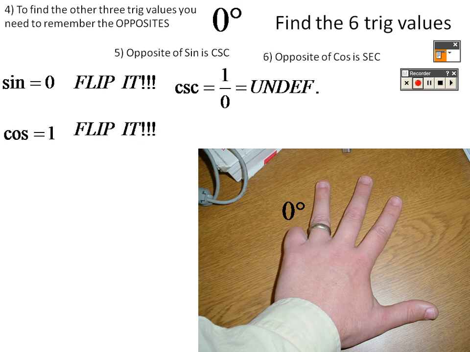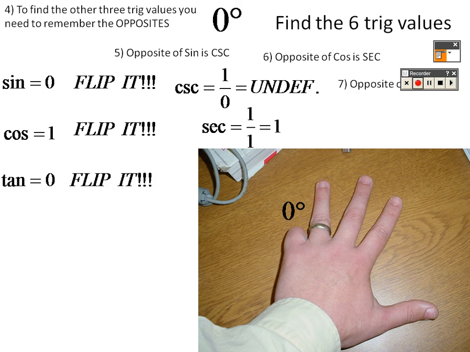Cosine is 1, if you flip it for secant, you end up getting 1. Tangent is 0. When you flip tangent, you end up getting 1 over 0 for cotangent, which is also undefined. So you can't do it.